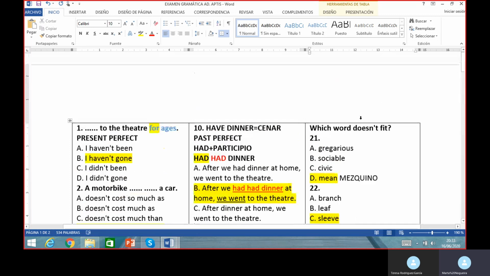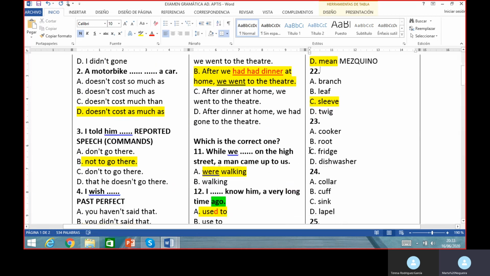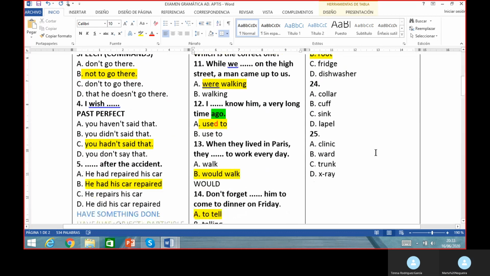Entonces, vemos aquí cómo de vocabulario, aquí me ha preguntado por adjetivos, aquí por, pues vamos a decir, landscapes, algo de la naturaleza. Vamos a ver aquí que me pregunta. Cooker, root, fridge, dishwasher. Root, raíz, es la que no pega, ¿no? Me está diciendo electrodomésticos. 24, collar, cuff, sink, lapel. Sink es la que no pega.